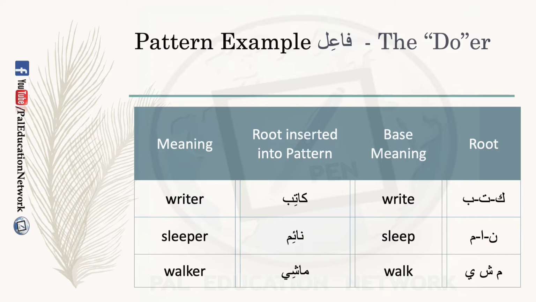But when it's put into a pattern in which you have inserted an alif in the middle, so with kataba, you are inserting an alif in the second position. It becomes what? Katib. Now the meaning it becomes is somebody who is a writer.